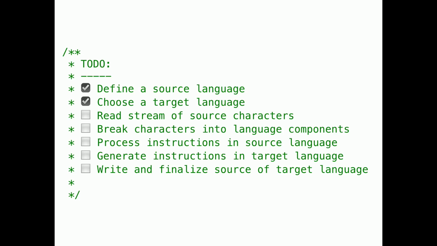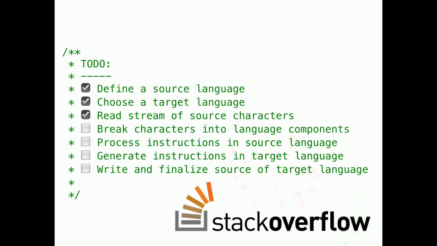So we've defined our source language, we've chosen our target language. Now we know we're going to have to read some characters representing that source from probably a file sitting on disk somewhere. It turns out this is one of those sufficiently Stack Overflowable problems. We could figure out how to do that, and what we really want to do is just expose an interface for consuming or walking over that stream of source characters one character at a time.